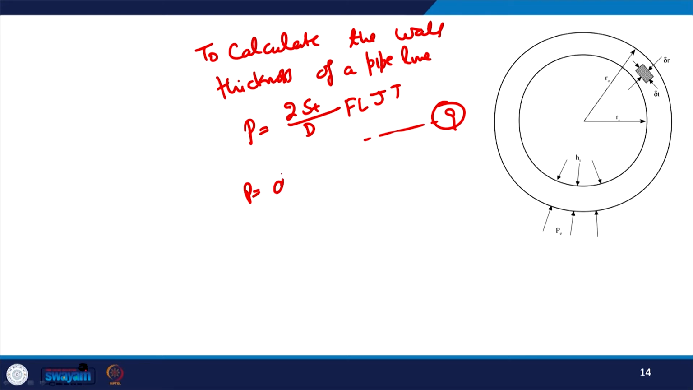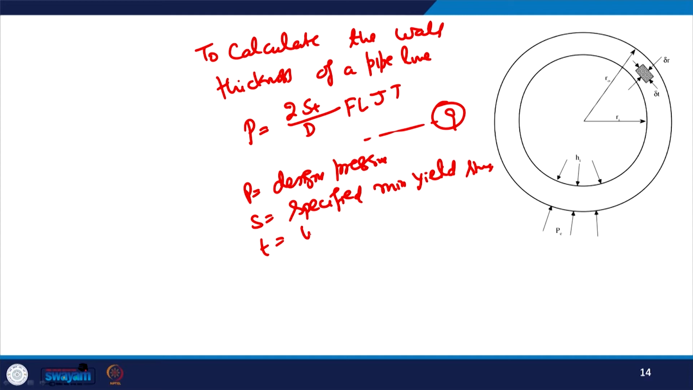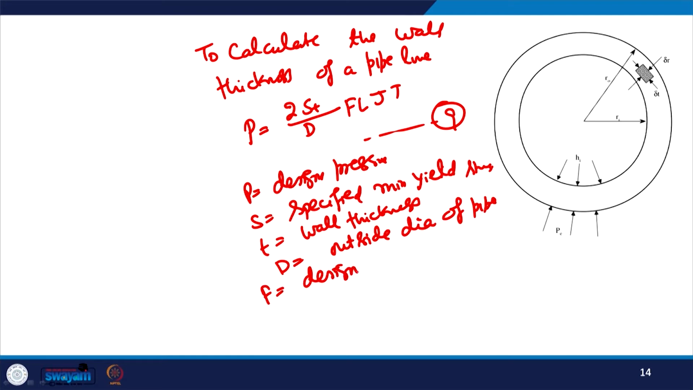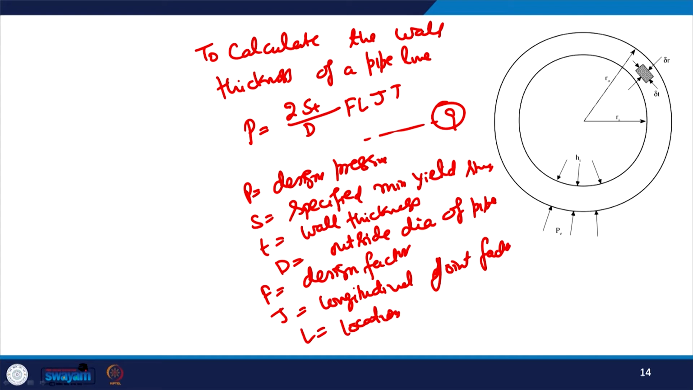Now, where P is the design pressure, S is the specified minimum yield strength, T is the wall thickness, D is the outside diameter of the pipe, F is the design factor, J is the longitudinal joint factor, L is the location factor, and T is the temperature derating factor.